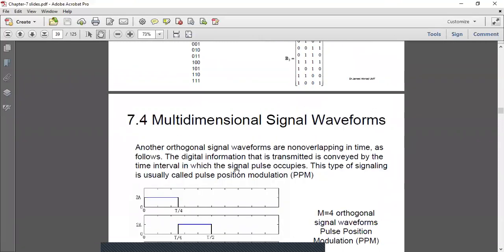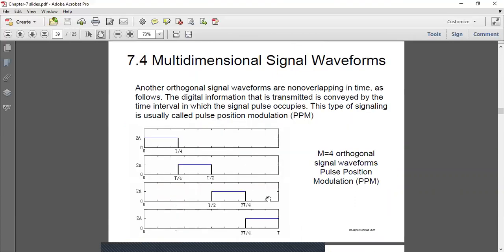So another way is generating another orthogonal signal waveforms that are non-overlapping in time. Non-overlapping in time usually comes in pulse position modulation (PPM), as follows: the digital information that is transmitted is conveyed by the time interval in which the signal pulse occupies. So this type of signaling is usually called pulse position. As you can see, all these signals are non-overlapping, so they occupy different time slots.